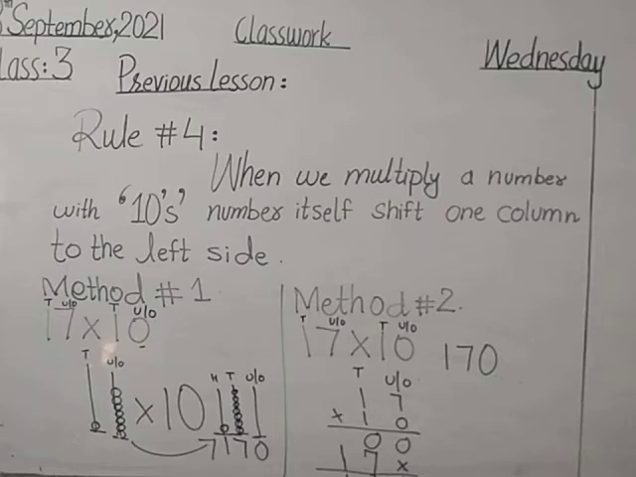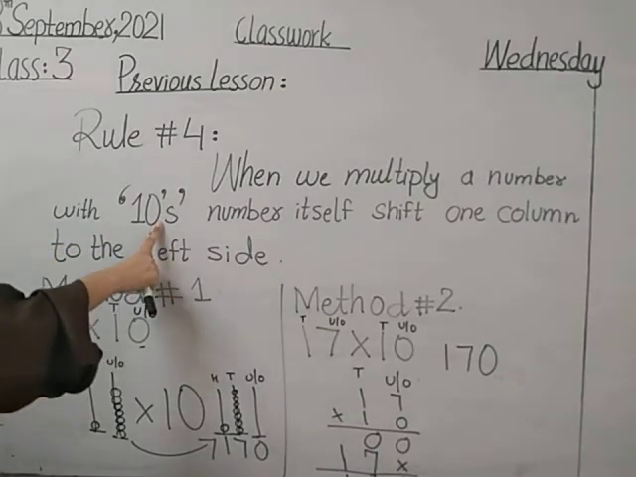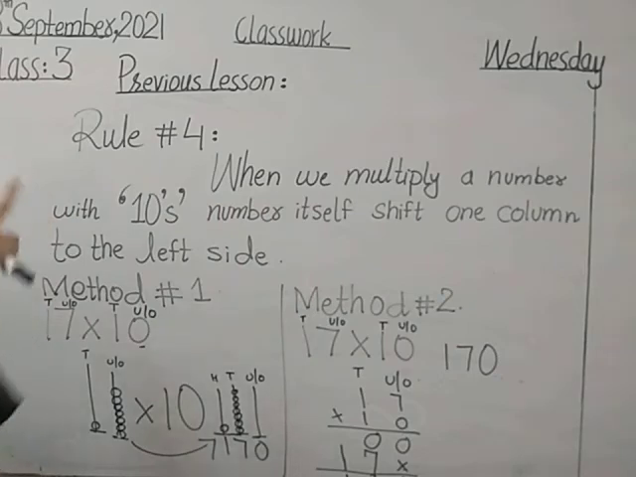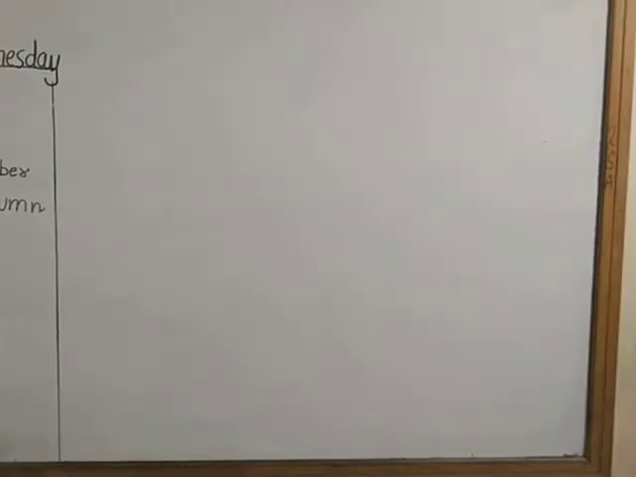When we multiply a number with hundreds, the number itself shifts 2 columns. First we have 1 zero, then we shift 1 column. Now we have 2 zeros in the number, that's why we will shift 2 columns to the left side. That is rule number 5.